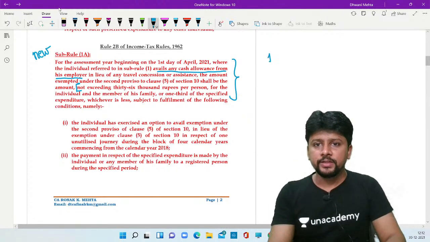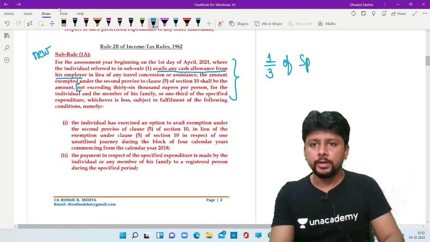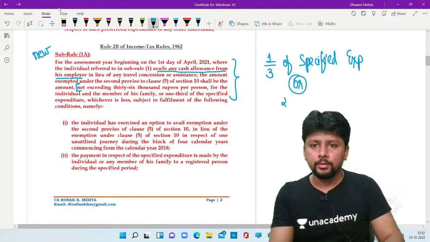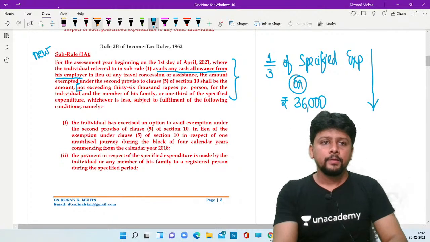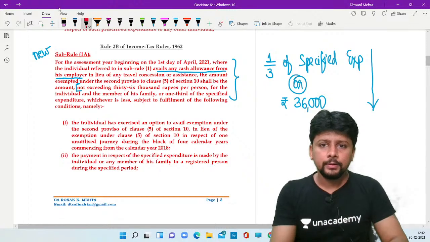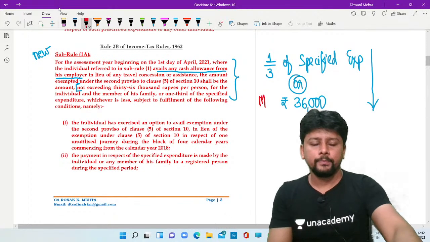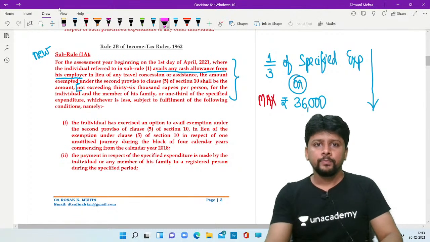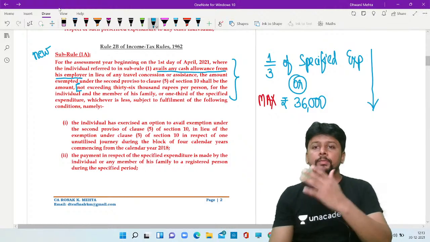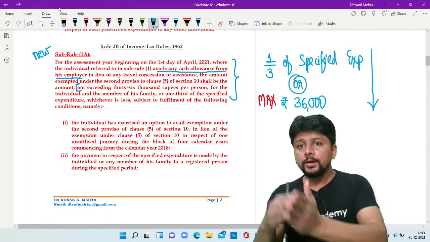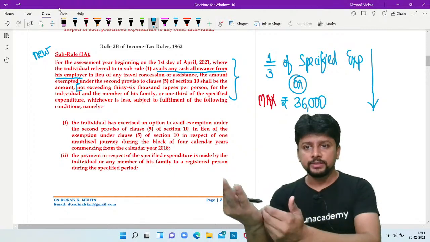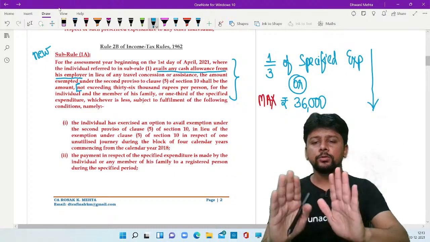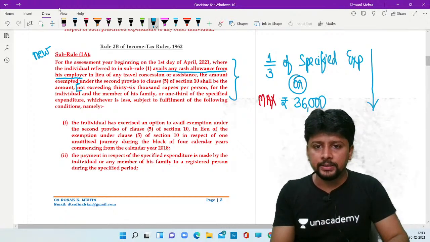So the basic formula created: 1/3 of the specified expenditure or 36,000 rupees, whichever is less. Which means in simple terms, the maximum exemption that I can avail is 36,000. If I spend more than 36,000, in fact, if one third of that specified expenditure is more than 36,000, then the exemption is restricted to 36,000 only, which means my working will look something like this.